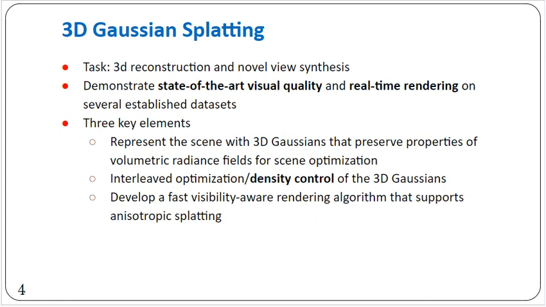Nowadays, the most popular 3D reconstruction way must be the 3D Gaussian. It demonstrates state-of-the-art visual quality and real-time rendering on several established datasets. It has three main key elements. The 3D Gaussian splatting represents the scene with 3D Gaussians that preserve properties of volumetric radiance fields for scene optimization. They also interleave optimization control of the 3D Gaussians. It developed a fast visibility-aware rendering algorithm that supports anisotropic splatting.